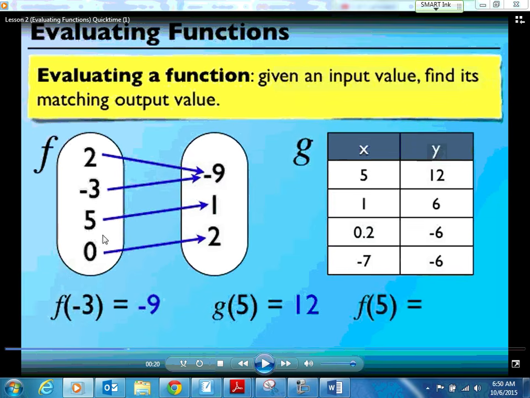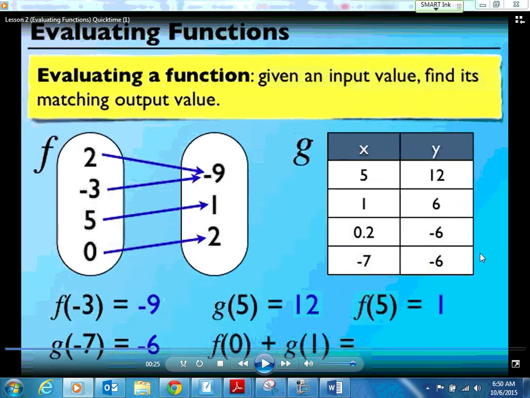F of 5, same thing. Go back to f, input of 5, output of 1. Hopefully you're getting the picture by now. G of -7, the next one right there. Look at your table. G of -7 equals, right there, -7 input, output of -6.